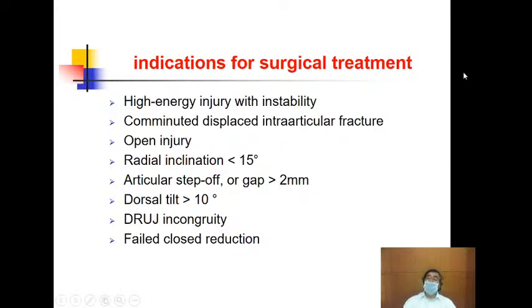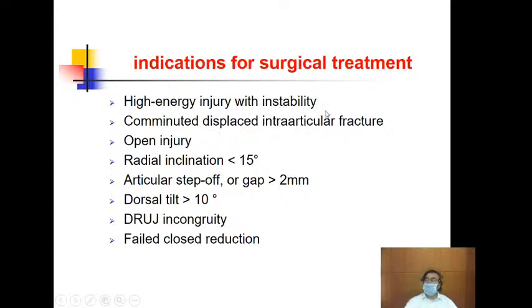So surgery is also indicated in Colles fracture. It's not always so easy to get away with closed reduction and treatment. Sometimes they may not listen to you, and we may need to go for surgery where there is high energy injury and instability. High energy injury may lead to a comminuted fracture where more than 2 or 3 fragments may be there, and that may lead to instability. So if there is instability at the fracture site, then you may need to go for surgical management.